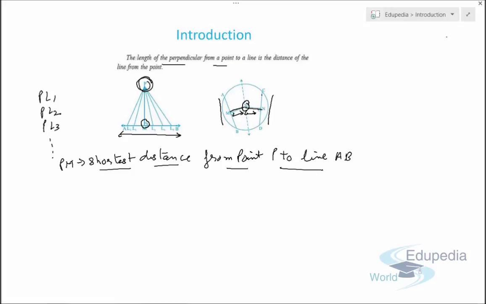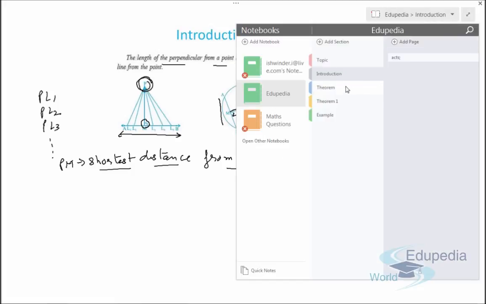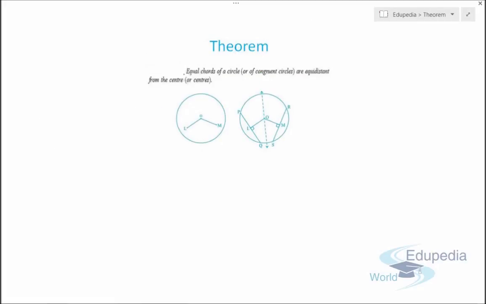Now let's discuss the theorems related to equal chords and equidistance from the center. The first theorem is: equal chords of a circle are equidistant from the center of the circle. So if the two chords PQ and SR are equal, then they are also equidistant. We need to prove that OL equals OM. Let's see how we can prove this.